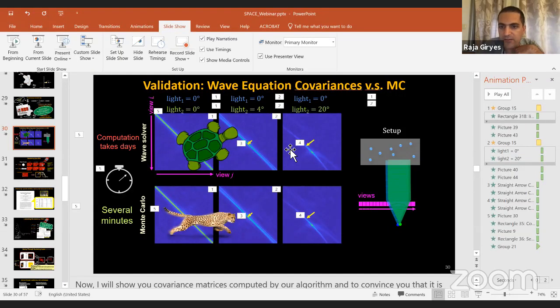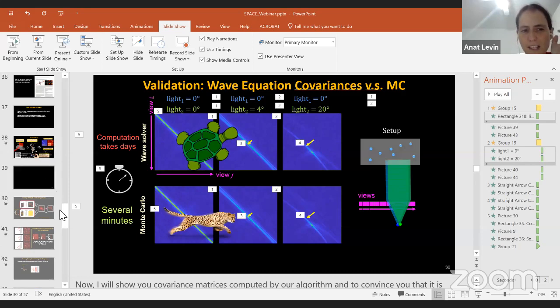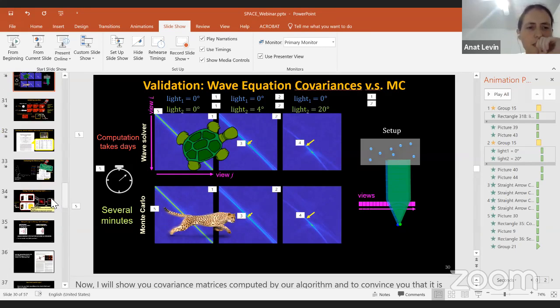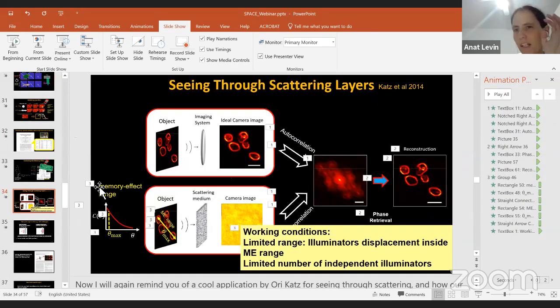Another question: what phase retrieval algorithms do you use and how are they employed? Yeah, so when I spoke about phase retrieval, the result that I showed here is just an application of the algorithm of Katz et al. It's not really part of our algorithm. Here we just use the standard finite algorithm.